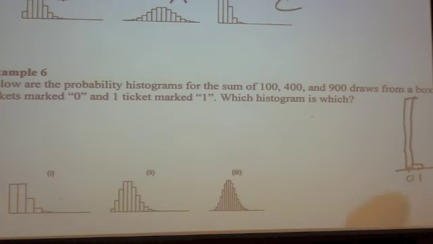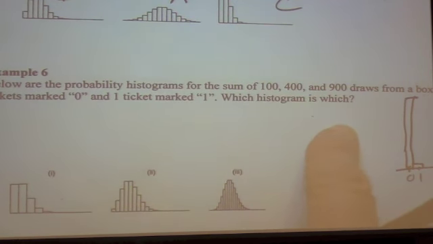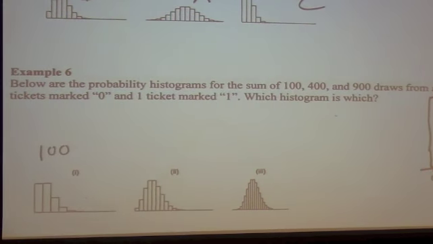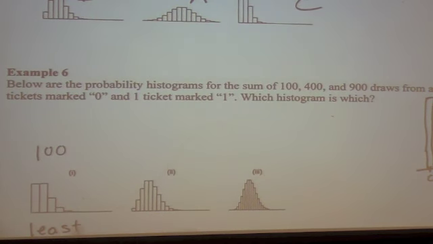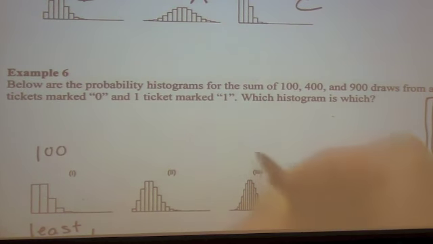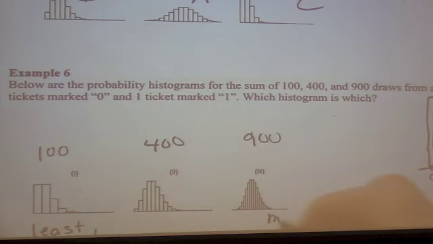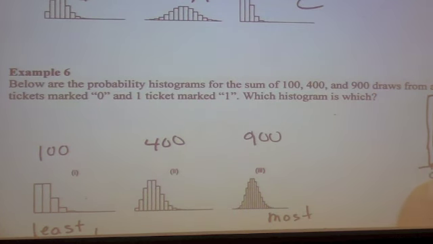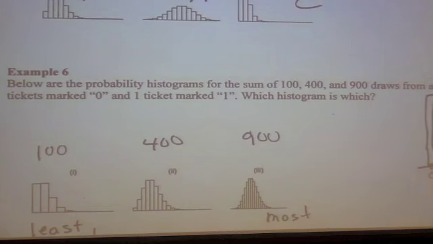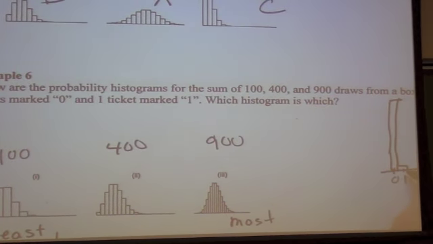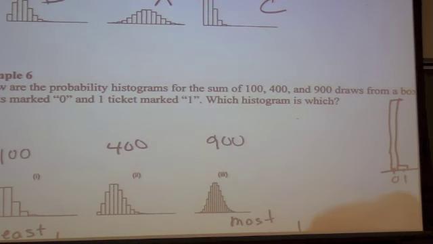Alright. So which histogram is which? Well, you see how this is going to be 100 because it's the least normal looking. And this will be for 900. And that's for 400 because this one is the most normal looking. It's just going to take a long time because we have such a lopsided box. We have 99 zeros, and only one 1. So this is the most normal looking.